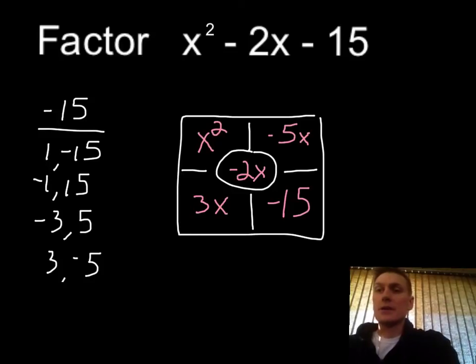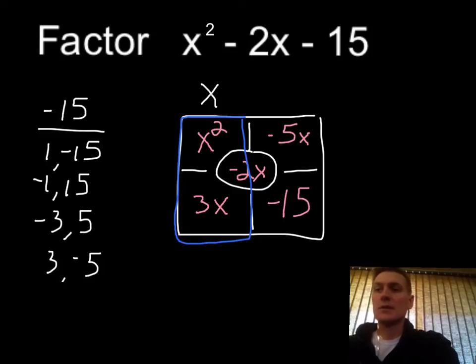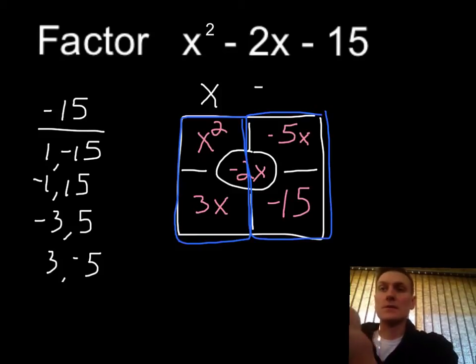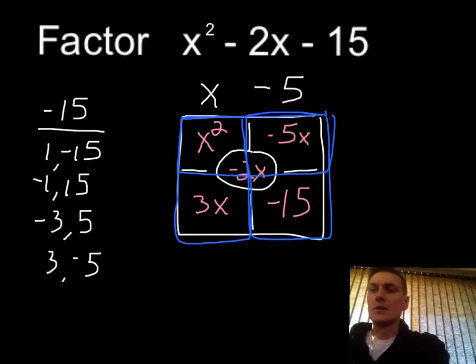The next step is to look at column 1 and to find the GCF of column 1. If you look at the factors of x squared and 3x, the greatest common factor of both of those is an x. Taking a look at the second column, the greatest common factor between 5x and negative 15 is negative 5. Next, we look at the rows. Row 1, we see there's an x squared and a negative 5x. The greatest common factor between those two terms is an x. In the last row of 3x and negative 15, the greatest common factor between those two is a positive 3.